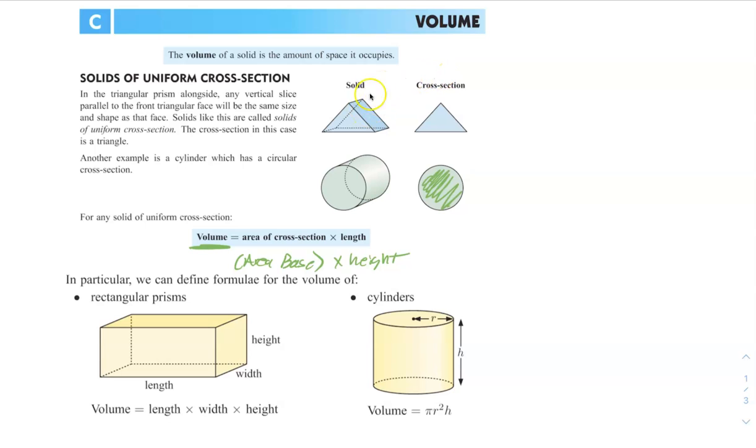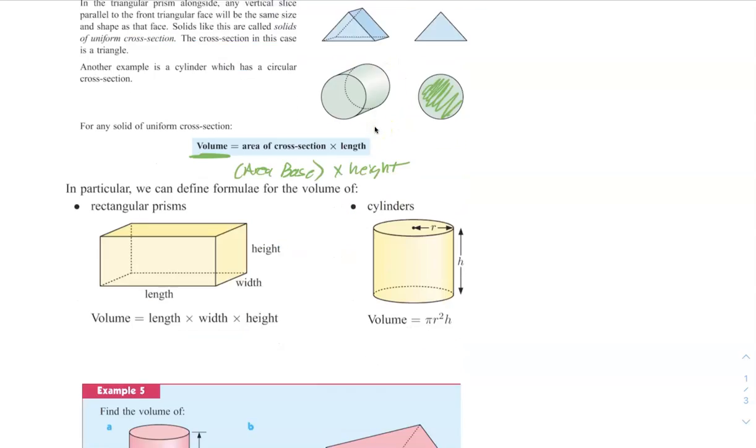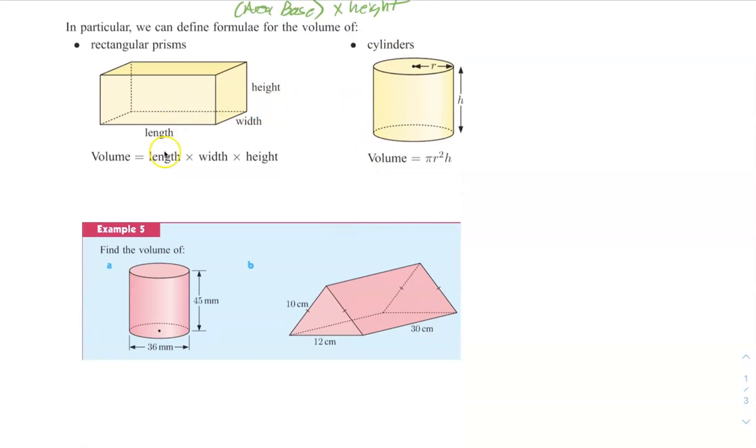Same thing if it's a triangle. Find the area of the base, fill it up by multiplying by the height. That's kind of it. So even these, like length times width times height, I don't even think about that. I just think about its area of the base, and then times it by the height.